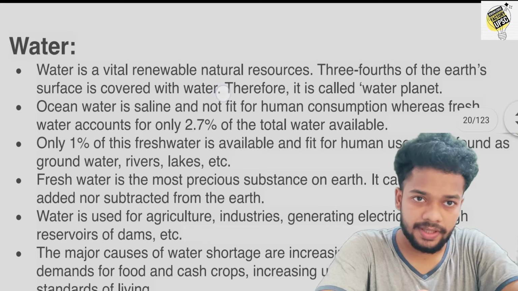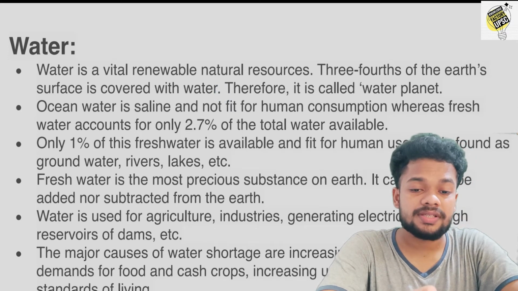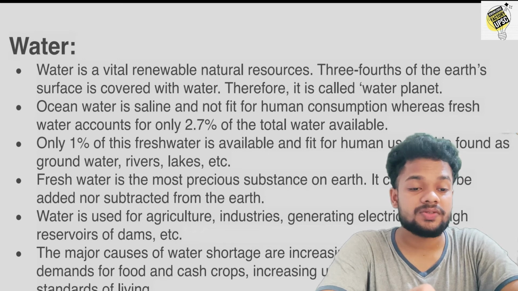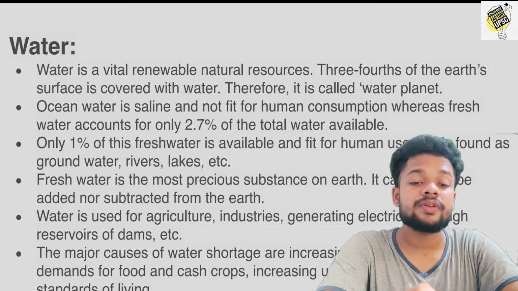Okay, I hope it is very clear to you. So let's look into the next topic, that is water. Water is a vital renewable resource and three-fourths of the earth's surface is covered with water. Therefore, it is called the water planet, as we all know.